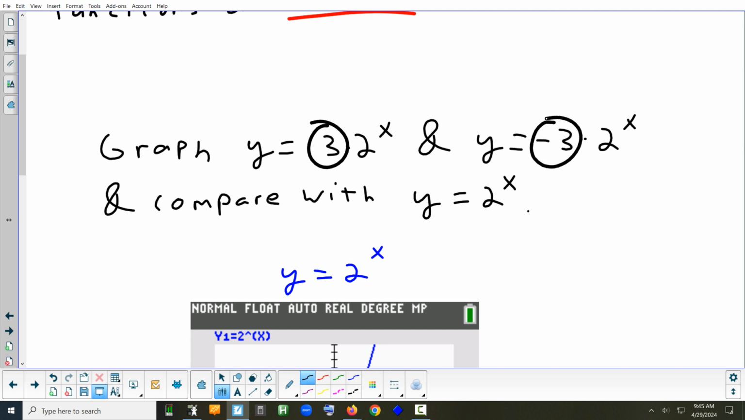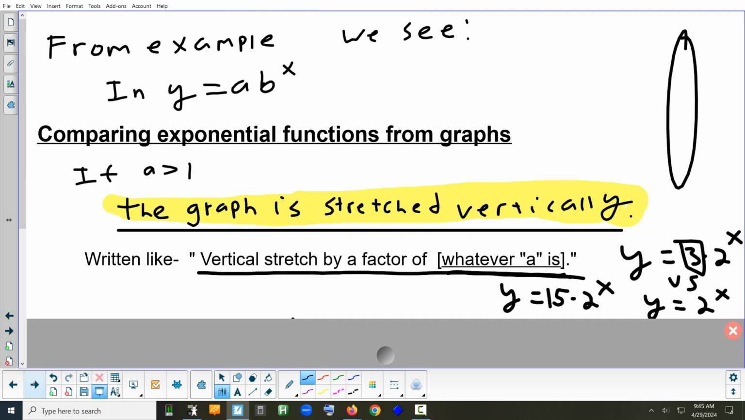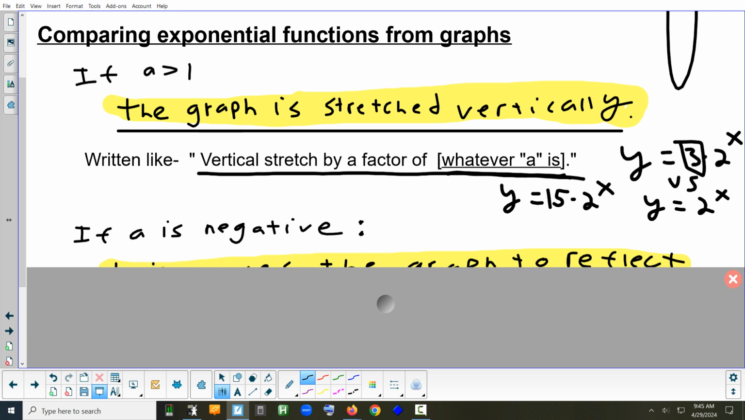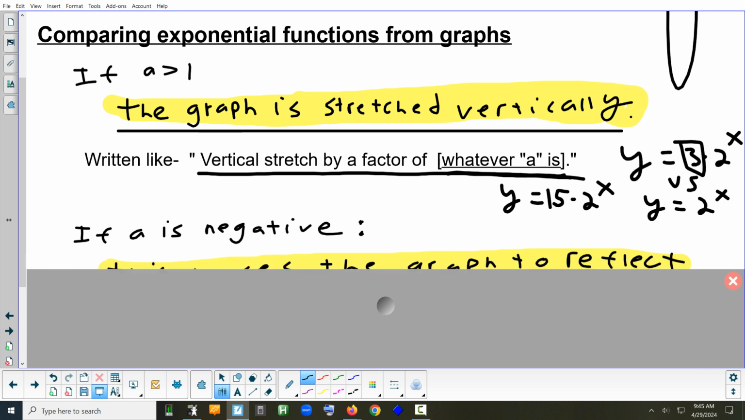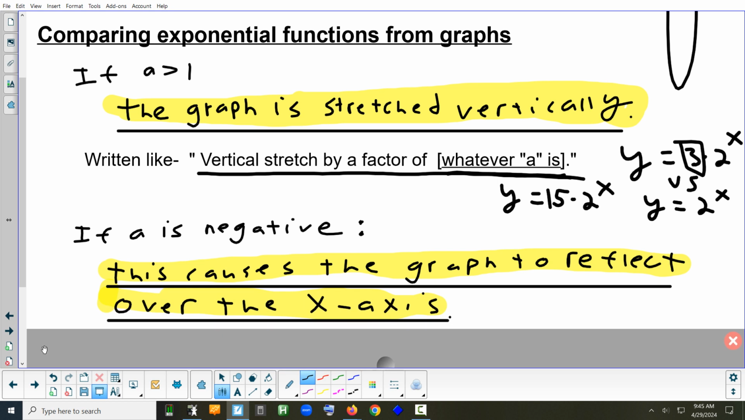So what do you do when it's a negative? Well, you still start out the same way. You just have to say one more thing because of the negative. So what happens if A is a negative number? If A is negative, that causes the graph to flip. So instead of looking like this, it looks more like that. Kind of curves down instead of up.